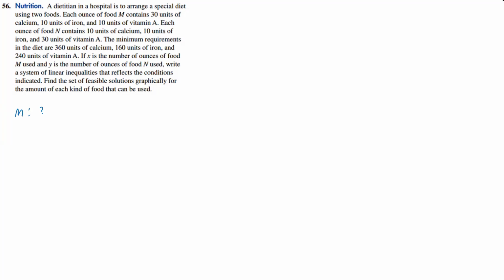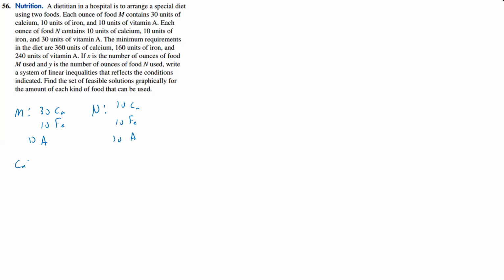What we have for M is 30 calcium, 10 iron, and 10 of A. We'll just write it like that. And for N, we had 10 calcium, 10 iron, and 30 of A. Okay, and we have some numbers we have to meet.